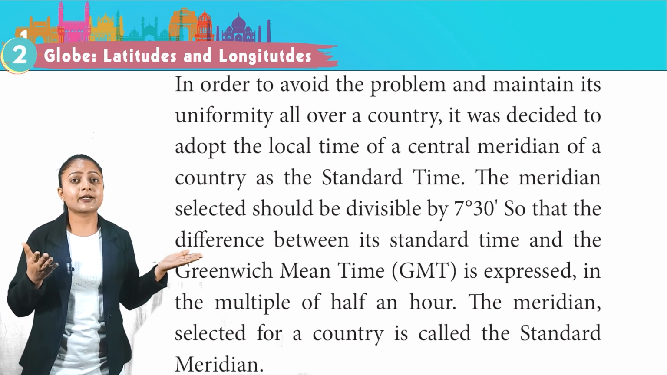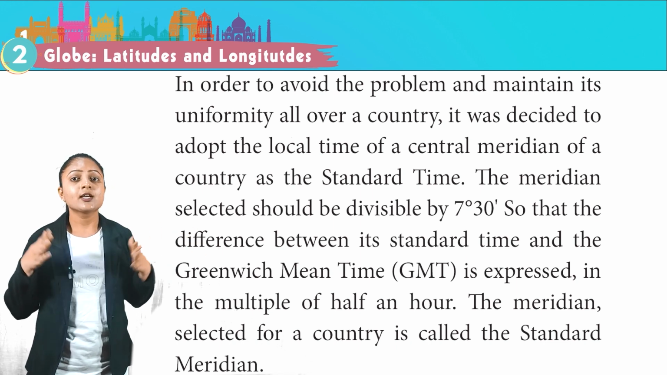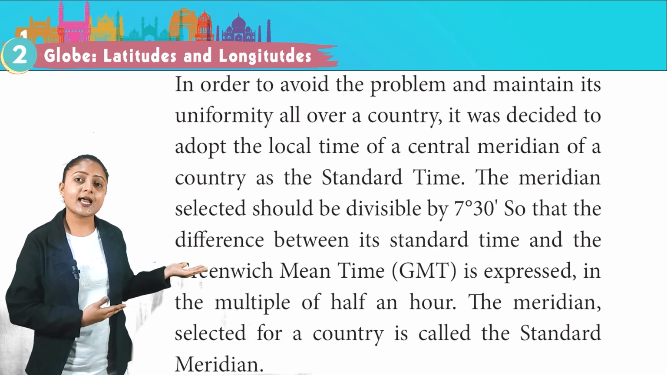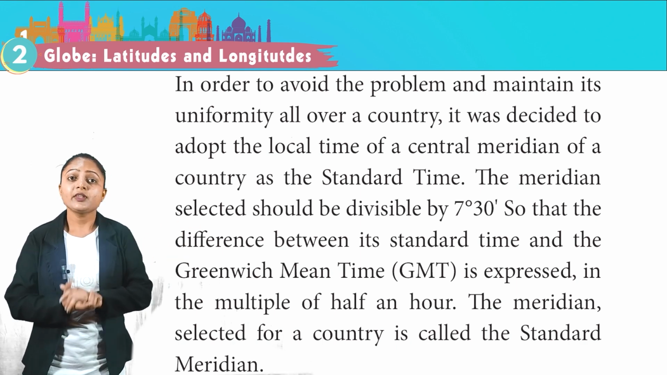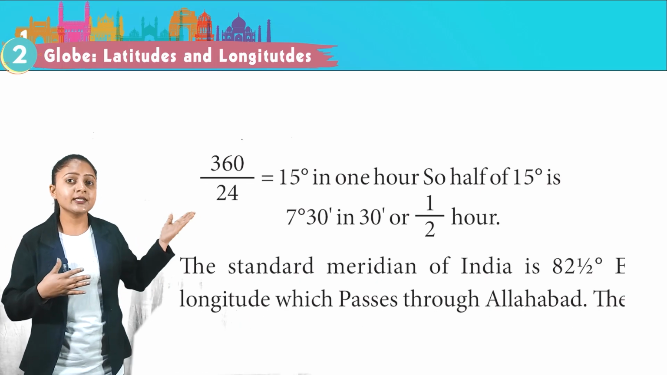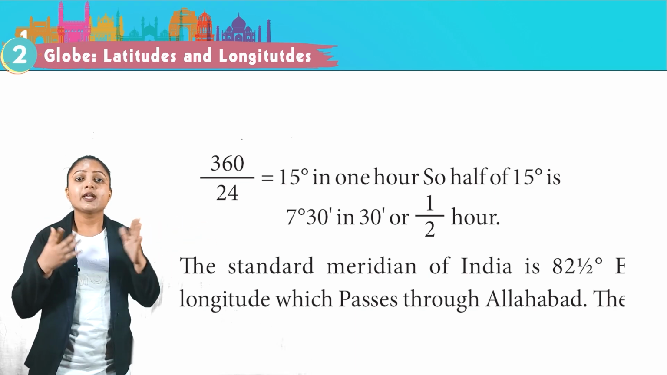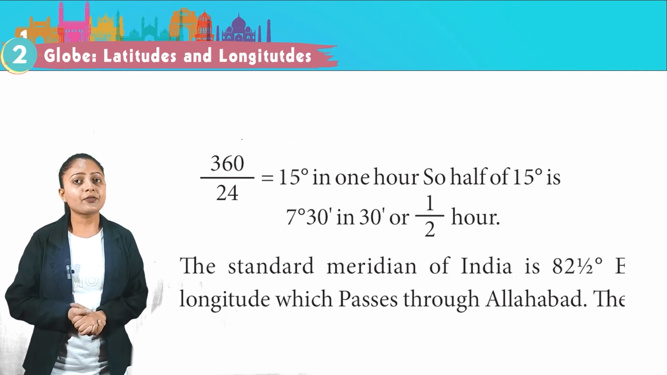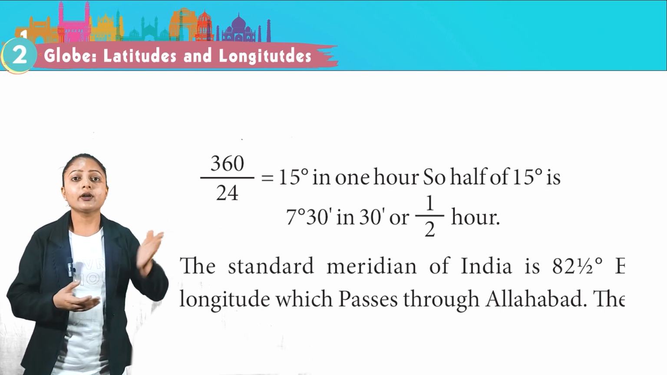The meridian selected should be divisible by 7 degrees 30 minutes so that the difference between its standard time and the Greenwich Mean Time is expressed in multiples of half an hour. The meridian selected for a country is called the standard meridian. 360 divided by 24 is equal to 15 degrees in 1 hour. So half of 15 degrees is 7 degrees 30 minutes in half an hour.